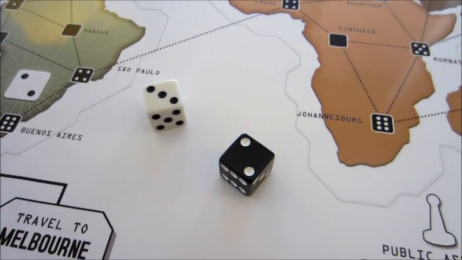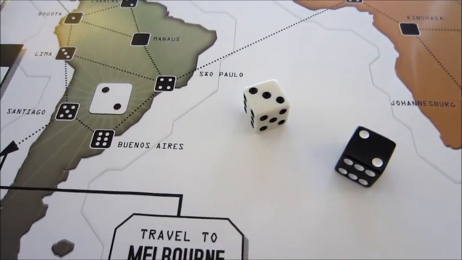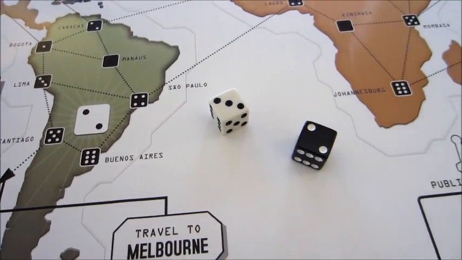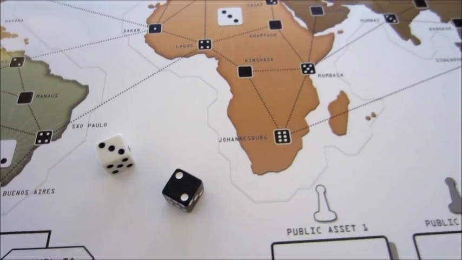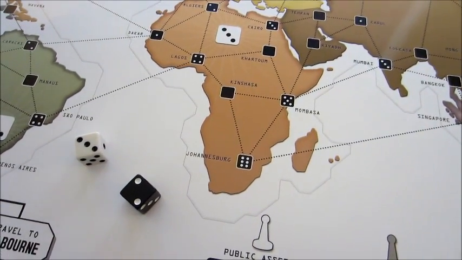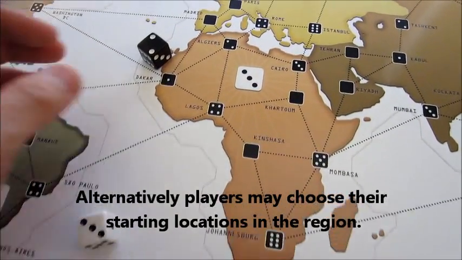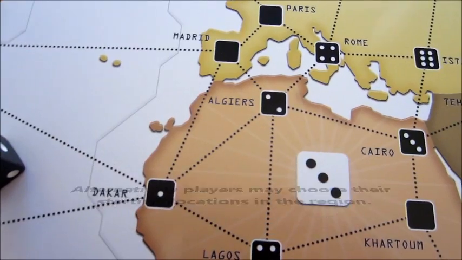The board is designed such that anytime you need to select a region, you roll the white dice, and anytime you need to select a city in that area, you roll the black dice. So in this case, the first player to select their places would then roll the black dice here, and 2. So my agents would start in Algiers.